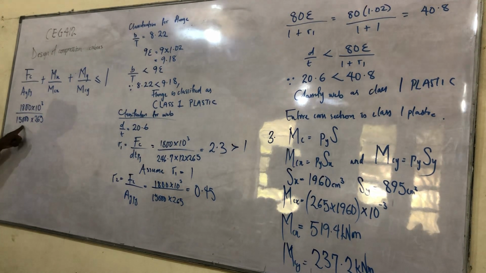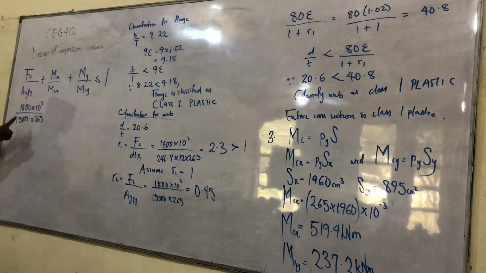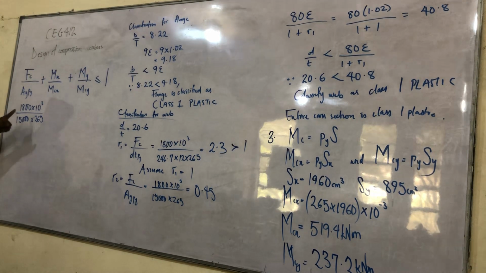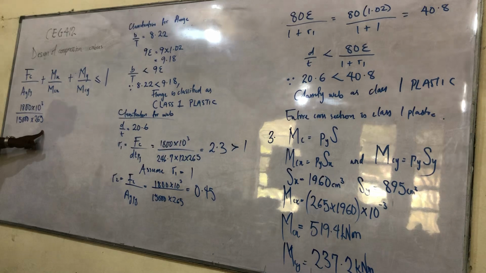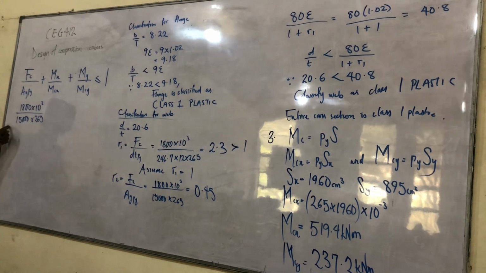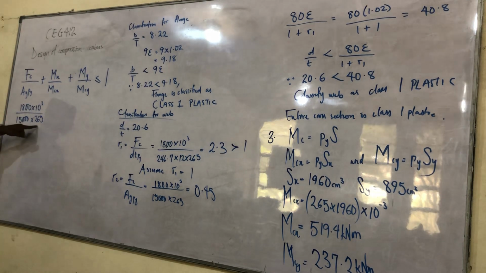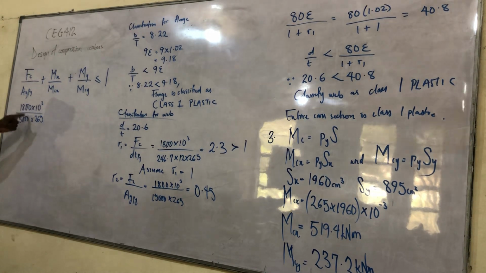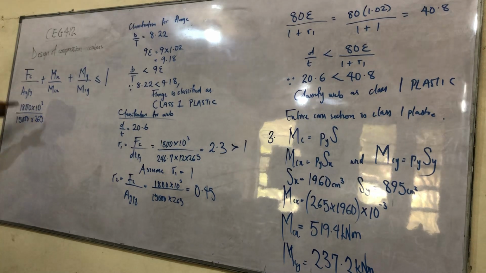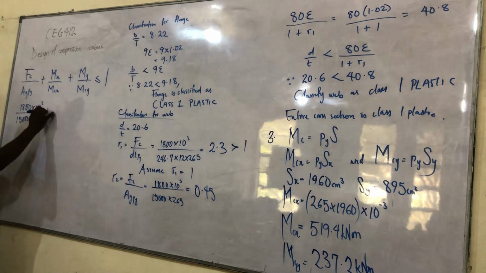AG is actually in centimeter squared, but because this is in mm, this is in Newton per mm. We want to change this to mm, and I've already changed it to mm. Then this one is in kilonewton in the question, but remember that this one is in Newton. So we want to convert this to Newton. That's times 10 power 3.